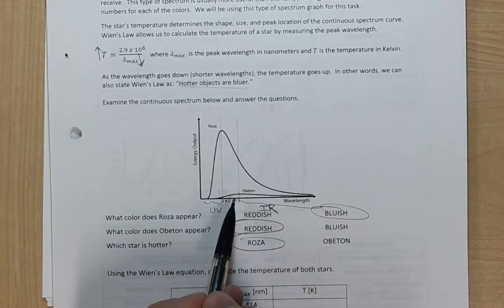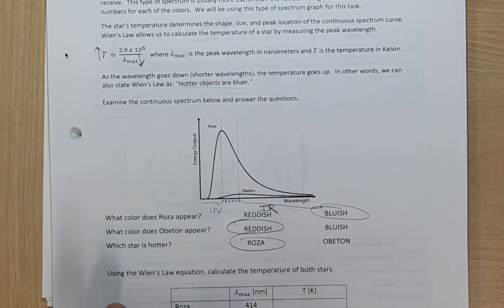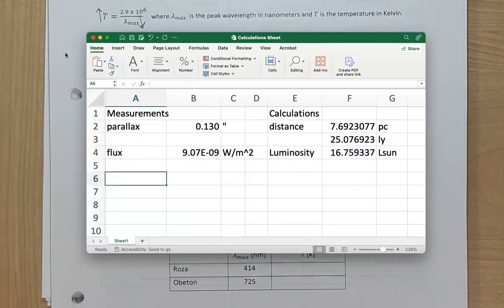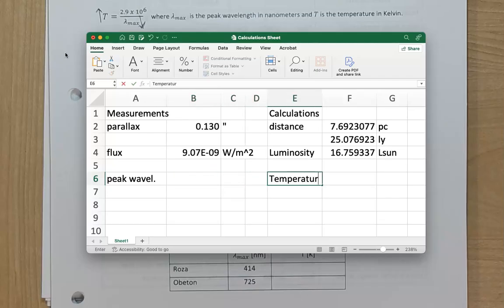You're measuring the peak wavelength. And then we're calculating what the temperature is based on that wavelength. So I'm going to measure the peak wavelength, and I'm going to calculate the temperature. Okay. I'll move that to make a little room.